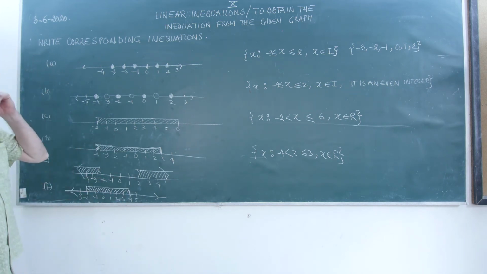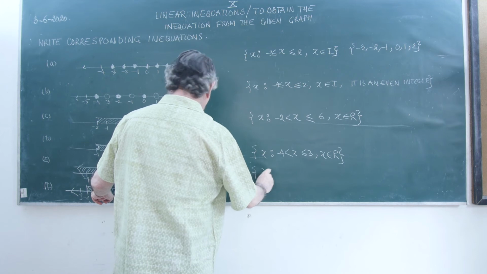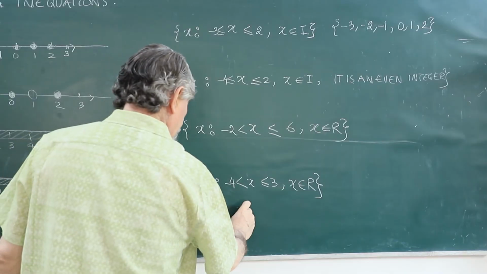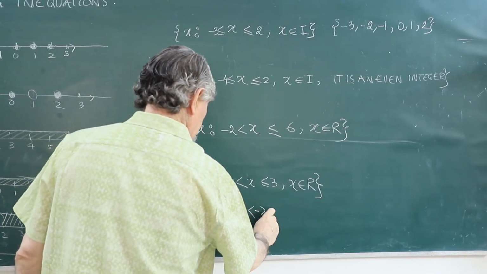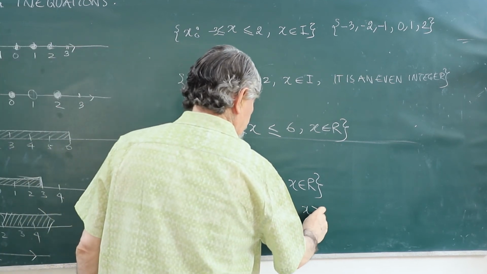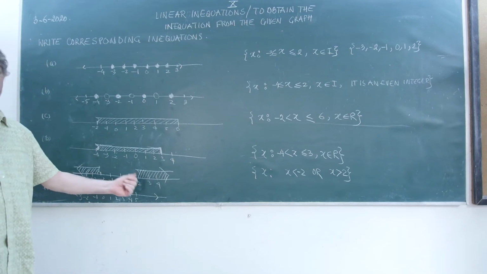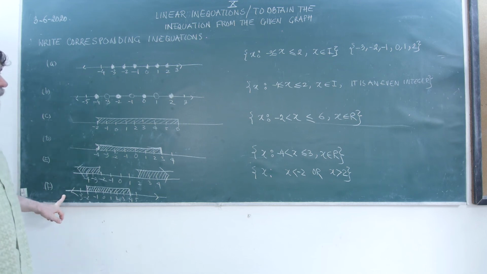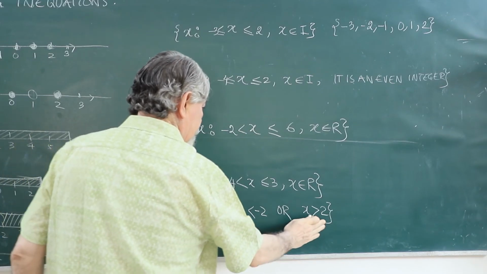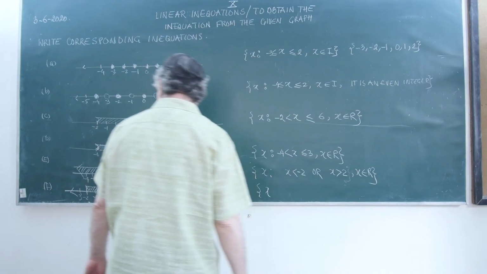In these two sets, you will notice, this is the single set, x such that x is less than minus 2 or x is greater than 2. In this portion I have x, and x belongs to the set of real numbers. That you must try. What is the replacement set? X belongs to the set of real numbers.